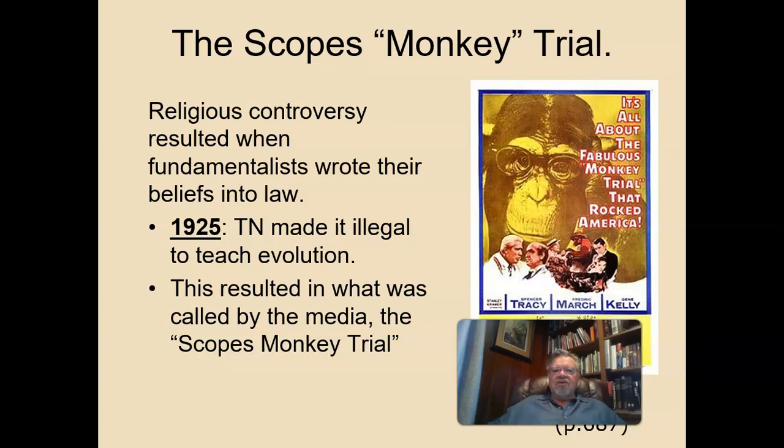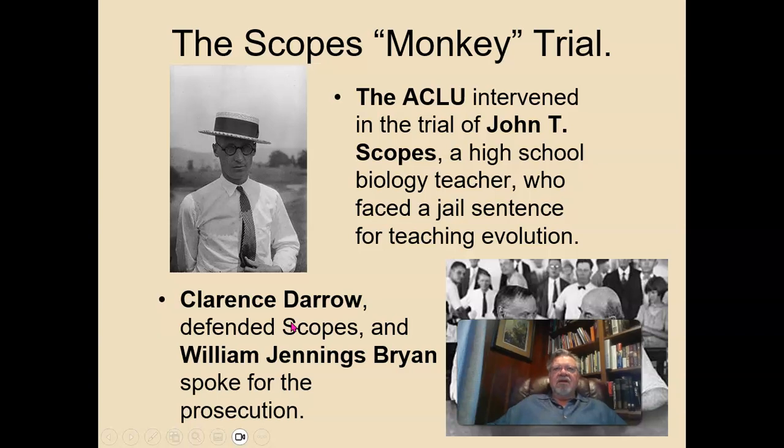And there was this famous Scopes monkey trial, which was a religious controversy over the idea of evolution. Fundamentalists wrote their beliefs into law in Tennessee, making it illegal to teach evolution. This resulted in what was called by the media the Scopes monkey trial, where a young high school teacher of science taught evolution and was arrested and charged with breaking the state law, and led to a trial that was covered by the media and ended with fundamentalist Christians being ridiculed in the public eye as being backward and anti-science.